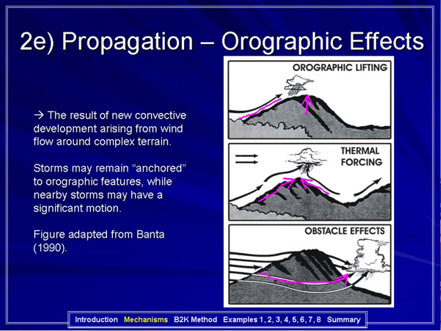So if we look back at this top example again, these storms may be moving at a considerable speed away from the terrain feature, but because of this area of persistent mesoscale convergence, you get continual new cell development, and that effectively can anchor a system to the terrain. So again, let's look at an example of this.